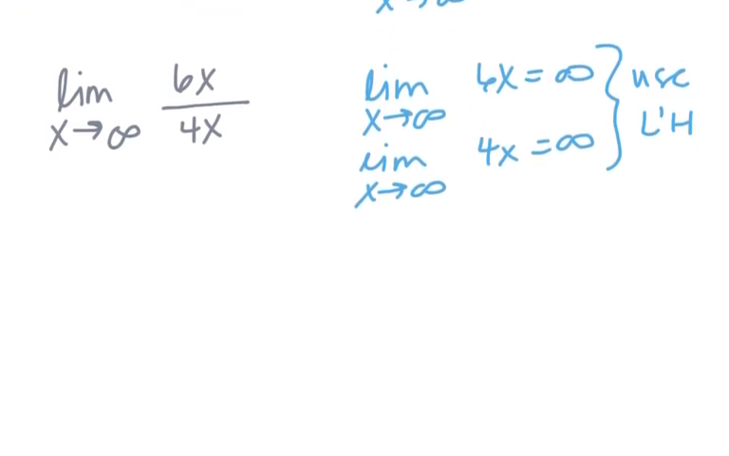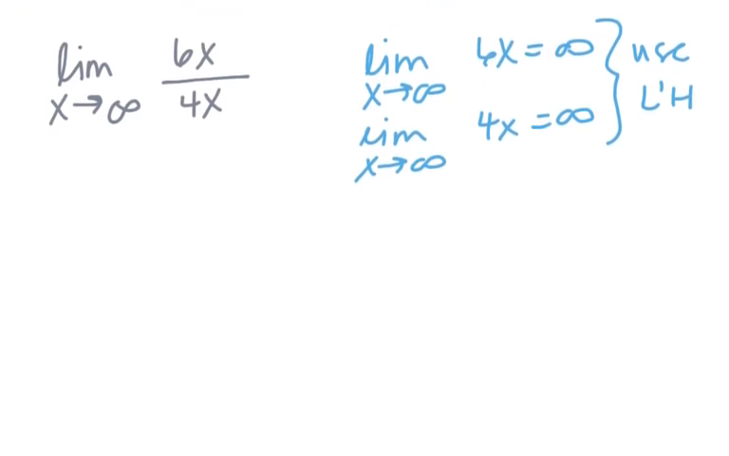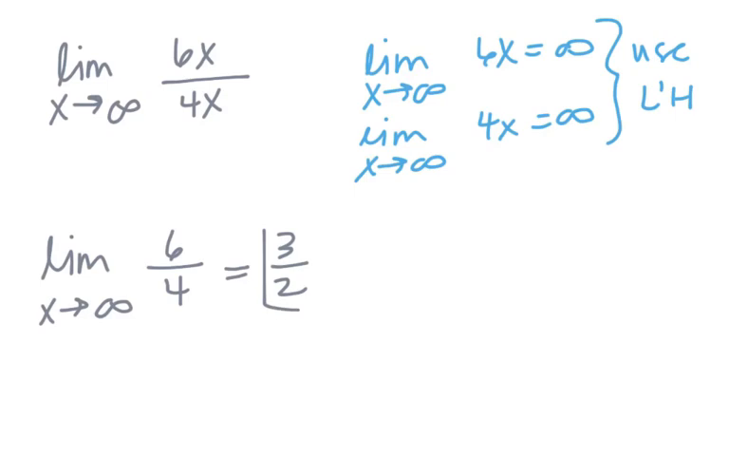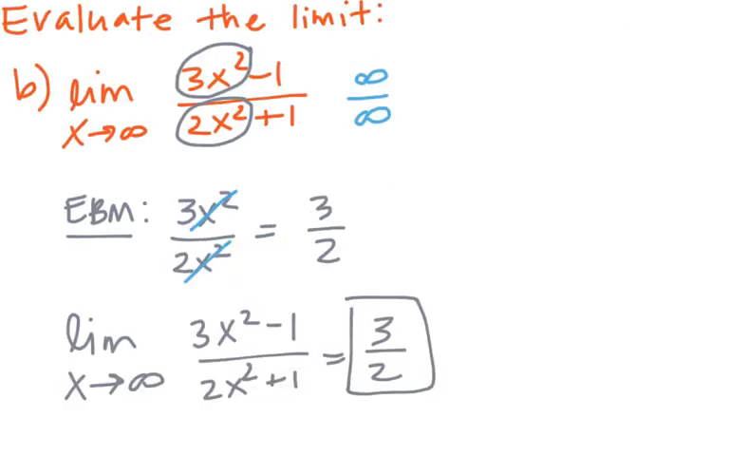So basically, we just continue this pattern as many times as we need to until we get something that's not indeterminate form. So the derivative of 6x is 6. The derivative of 4x is 4. And obviously, that's just going to simplify to 3 over 2. Okay? So that's how we can get the same answer as we did at the beginning of the unit, but without having to remember the end behavior models or NFEPL.